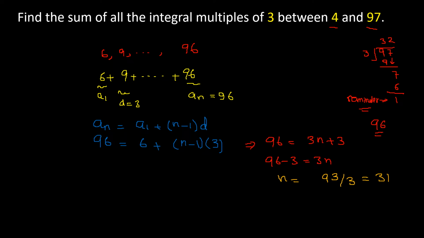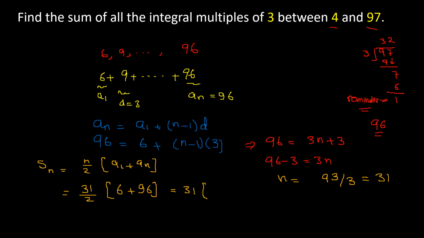Now we have to find the sum of all these terms. From the previous slides, you have seen that Sn was given by n by 2 times a1 plus an. We know a1, an and n, so that makes it 31 by 2 into 6 plus 96, which is 31 into 102 divided by 2, which makes it 51. So this is 51, and the answer will be equals to what?